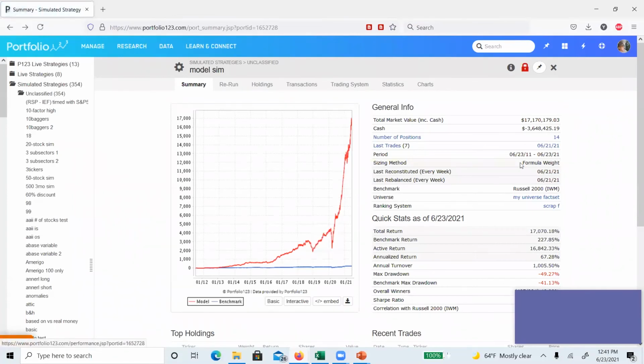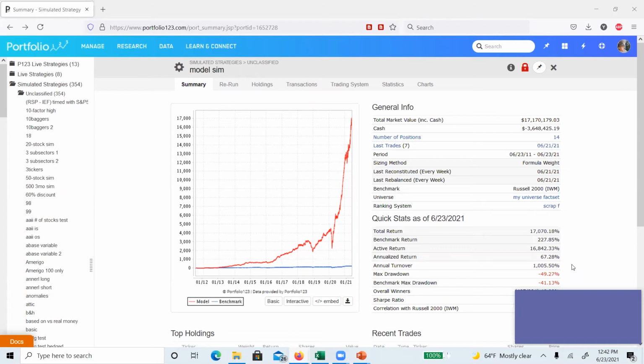Okay, so this is the summary tab here. And there are a lot of things to check. Look at your active return. Is it positive? Obviously, this one's very positive, but that's a good thing to look at. Is your annual turnover what you expect? This has 1,000% annual turnover, which is super high, and I would not recommend a strategy that does this.